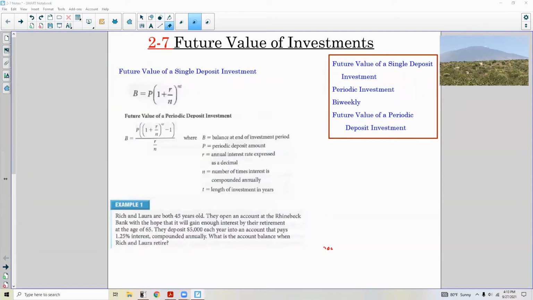Okay, chapter 2-7 is future value of investments, and the future value of a single deposit investment, periodic investment, biweekly, future value of a periodic deposit investment are all topics in this chapter section. Okay, so the first thing I have here is future value of a single deposit investment. That is the key right here, single deposit.